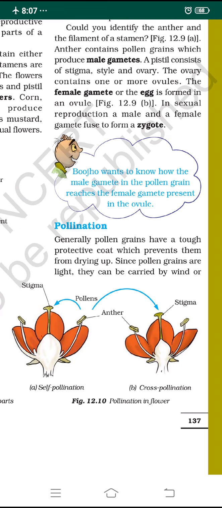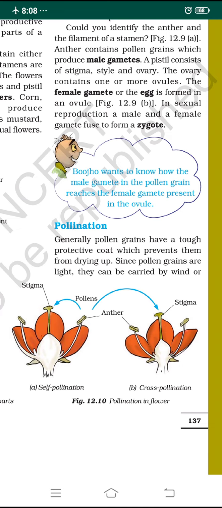Here you look at another flower, it also has the anther and filament, it also has the pollens, and it also has the stigma. If the pollens of this flower of diagram A fall on the stigma of another flower, as shown through the diagram, that is another flower of the same kind. The stigma is the female part of the plant. When the pollens of one flower fall on the female part of another flower of the same plant or another plant, then it is called cross pollination.